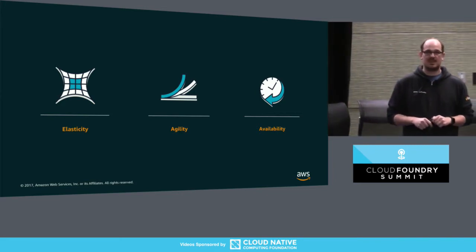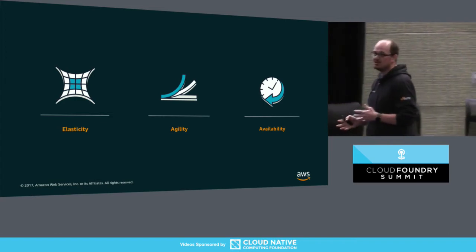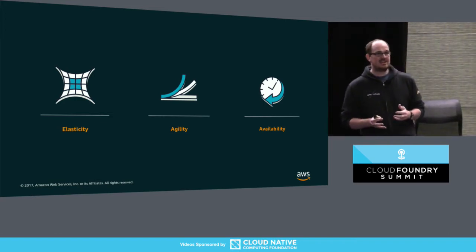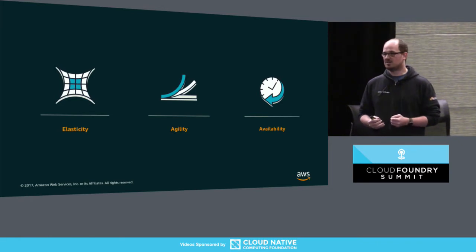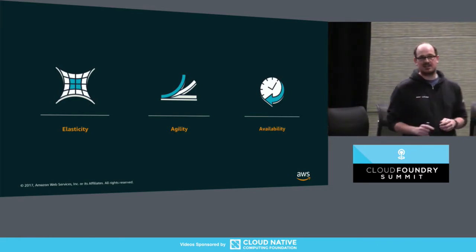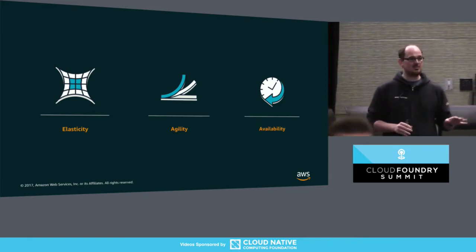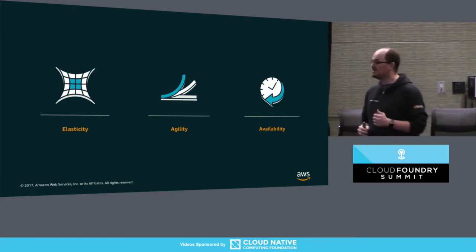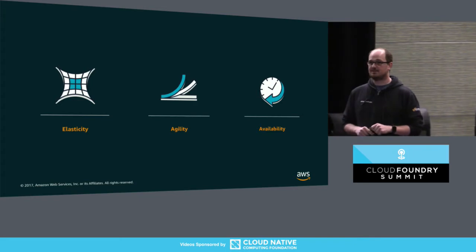So how does Airbnb become a first-class AWS citizen and disrupt their industry in the way that they did? We bring this down to three pillars that any customer really needs to adopt in order to become successful and become cloud native. And I'll speak about cloud native in a second. But these three pillars are elasticity, agility, and availability.